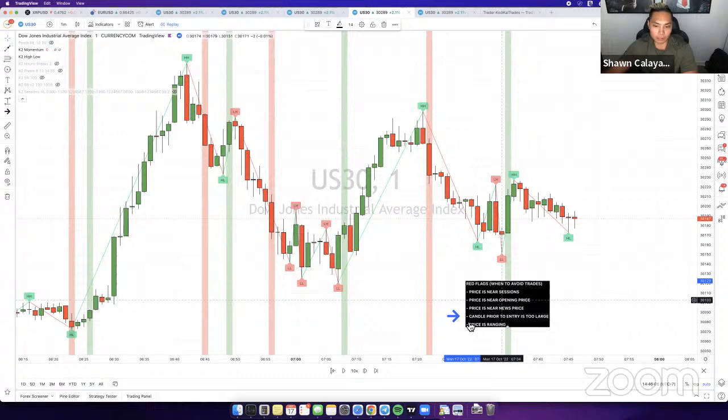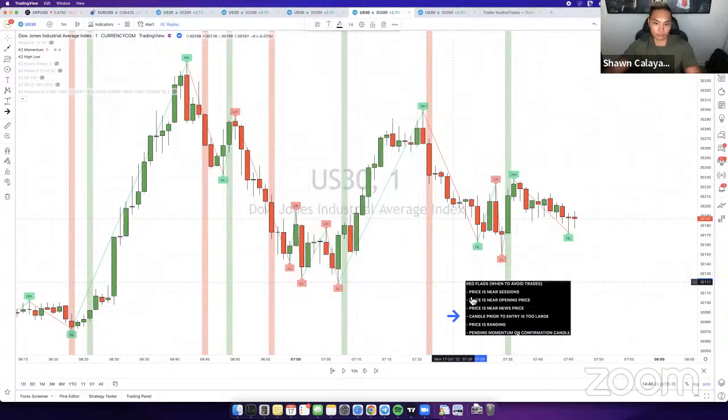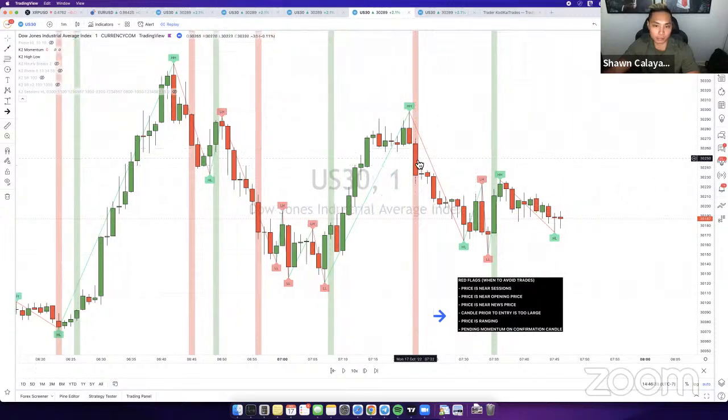Other than that, I guess pending momentum, if you want to add that to it. Pending momentum. So that's another thing that you can add on there. Pending momentum means there's a momentum signal that comes up, but it disappears. You guys will see that every so often. The momentum signal will come up, it'll disappear before it closes, and then it'll just keep continuing on the next one. So you want to skip those types of candles.